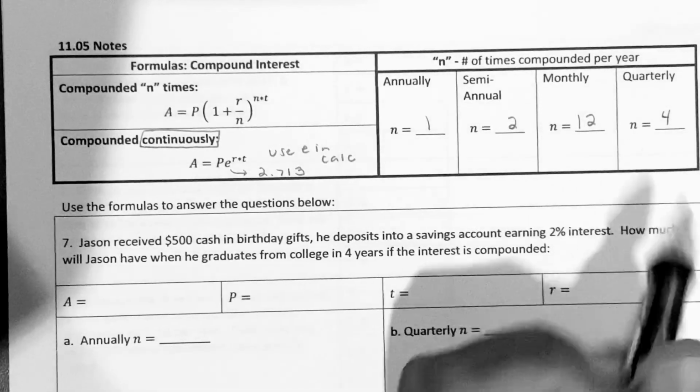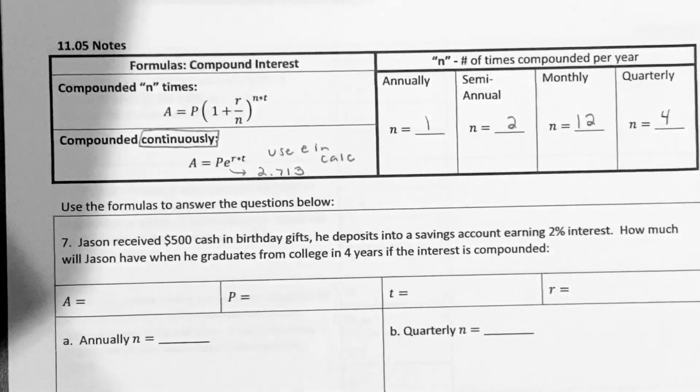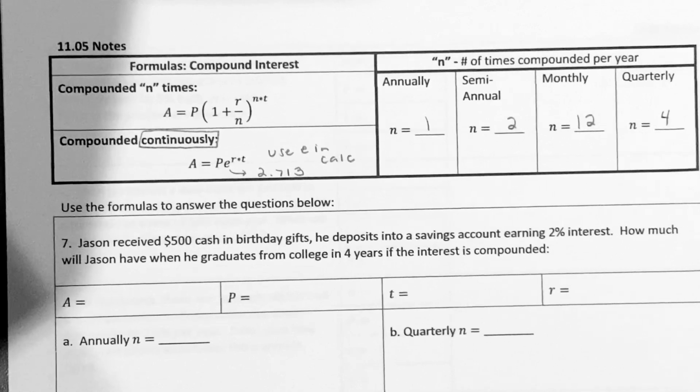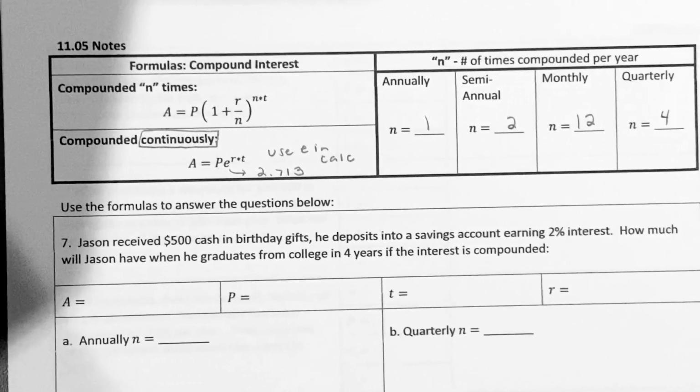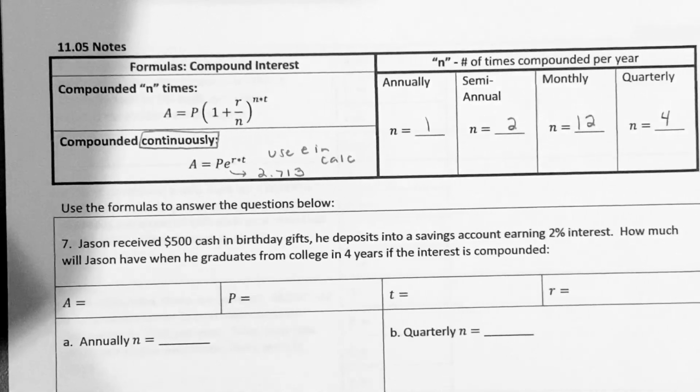Most of the time, banks are going to be compounding things monthly, just because you get monthly statements. So they're compounding it each month. You're earning interest in that bank every month. But it could be different depending on what bank or anything that you're looking at. So just know that. All right, so these are both growth.